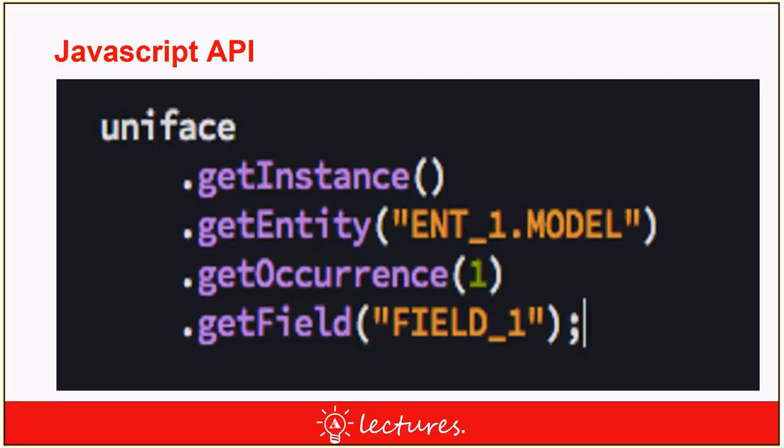Even if you're not a JavaScript developer, I think this will be familiar to most Uniface developers, and it will be fairly easy to learn for a JavaScript developer. An instance is an instance here of a component. They've got entities or tables inside them. They will have multiple occurrences possibly, and they've got fields inside them. If I wanted to set the value of that field, I would just say .setValue and what the value is, and getValue to get the value. So as you can see, it's very straightforward, very simple.